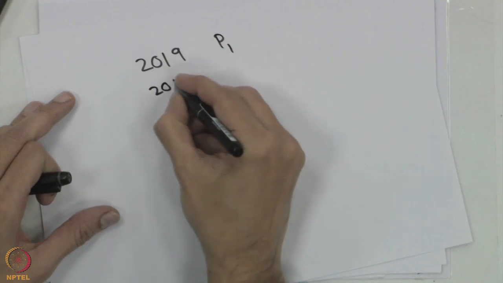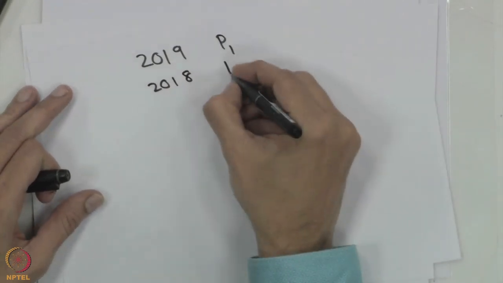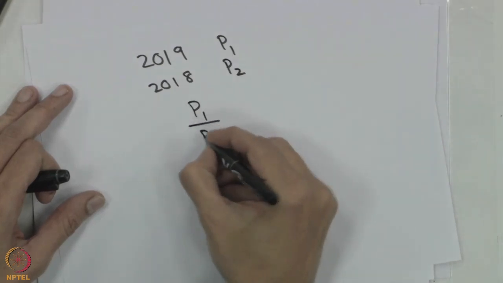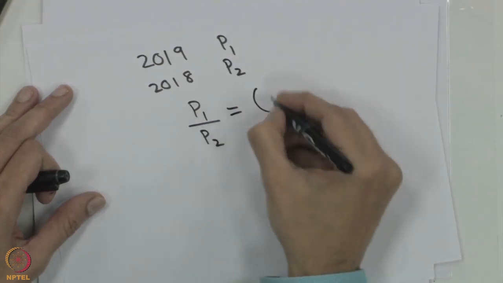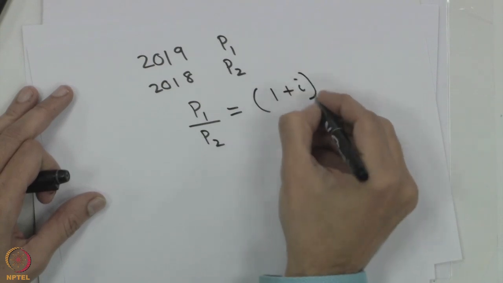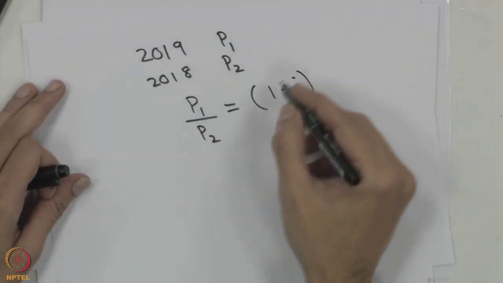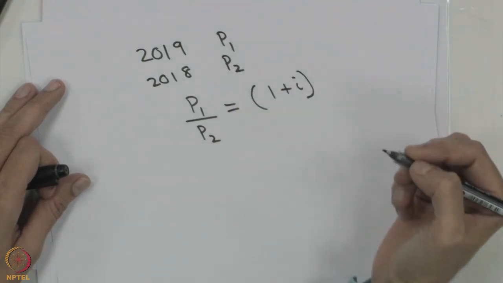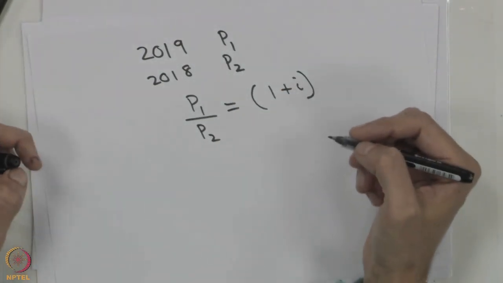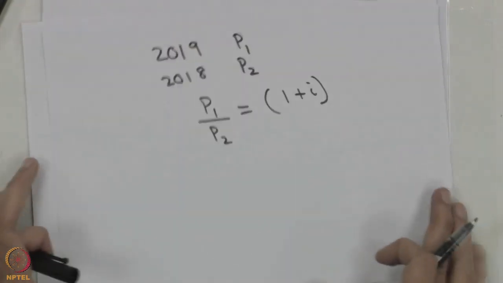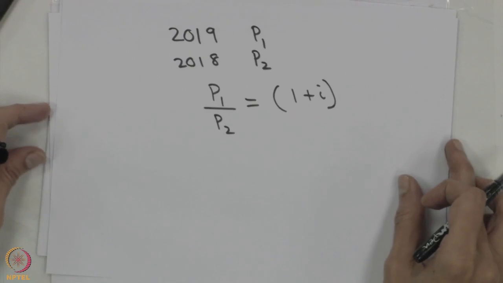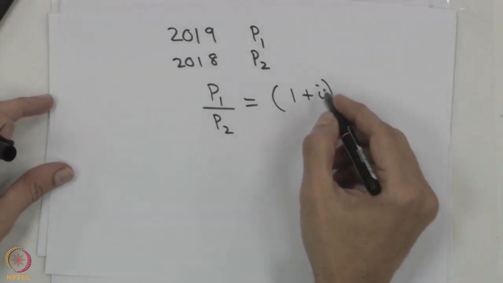And for the same set of goods and prices in 2018, if it was P2, then P1 by P2 will be 1 plus I, where I is the inflation rate between 2018 and 2019. So typically, this is called the inflation rate.